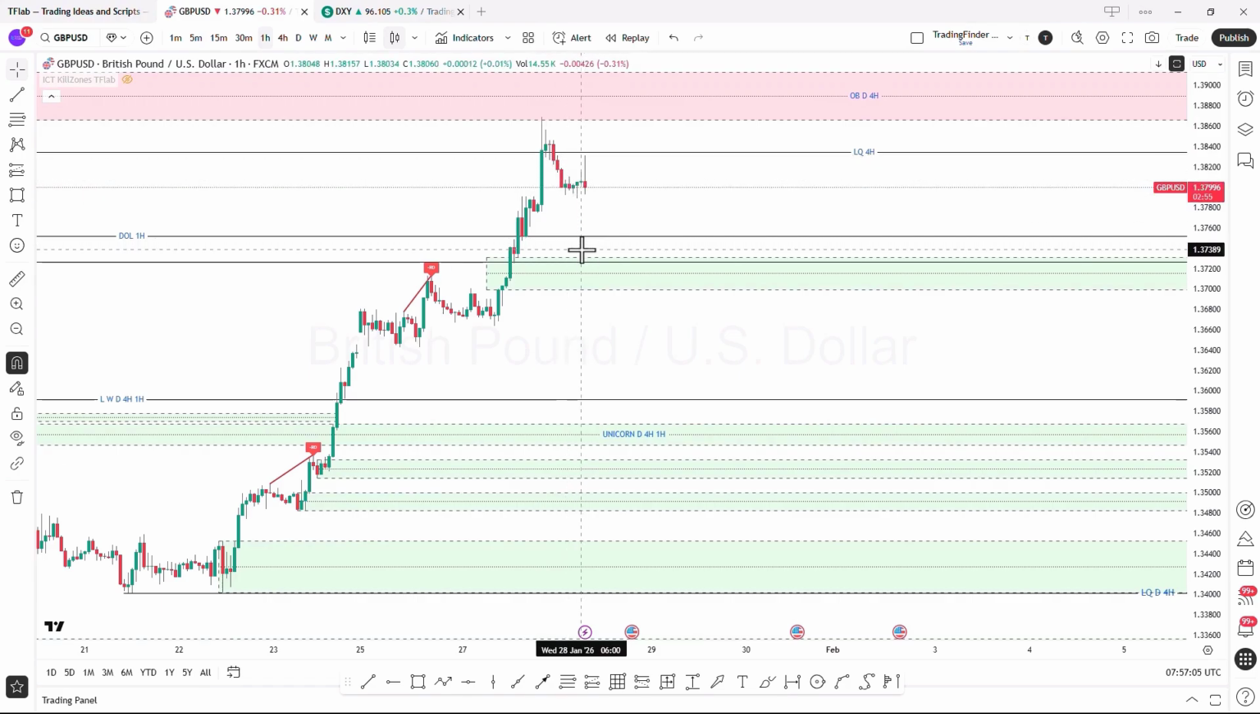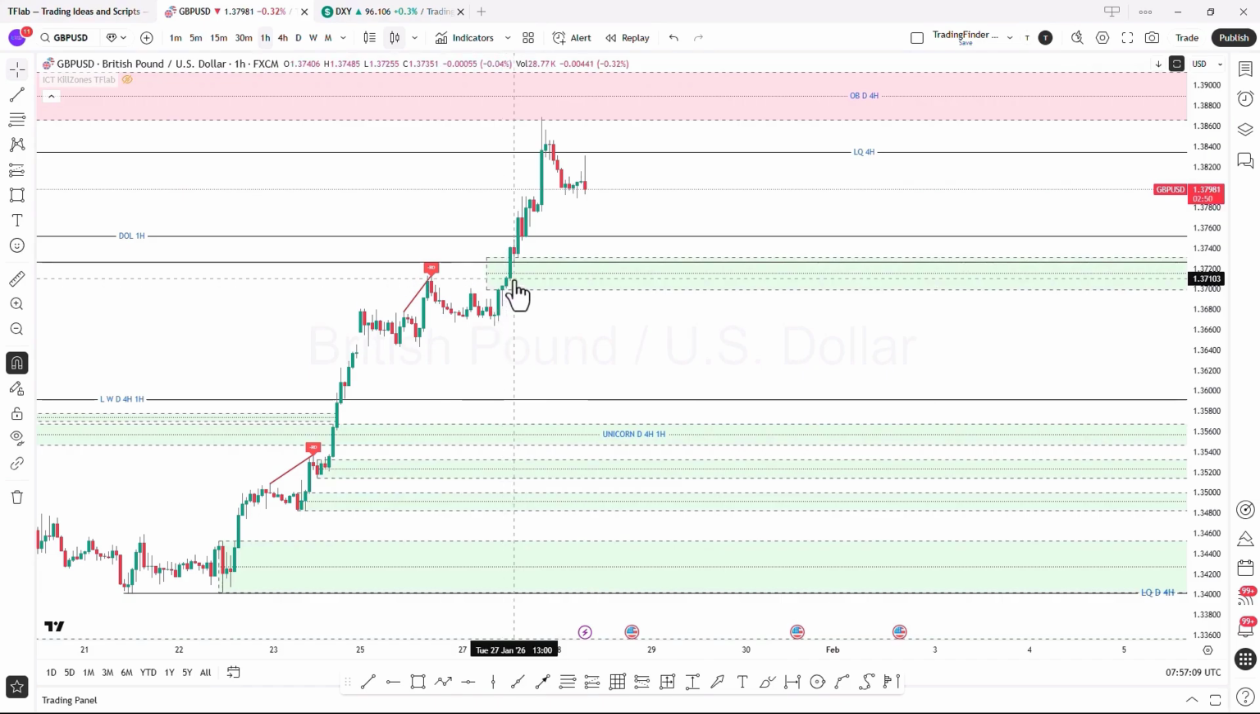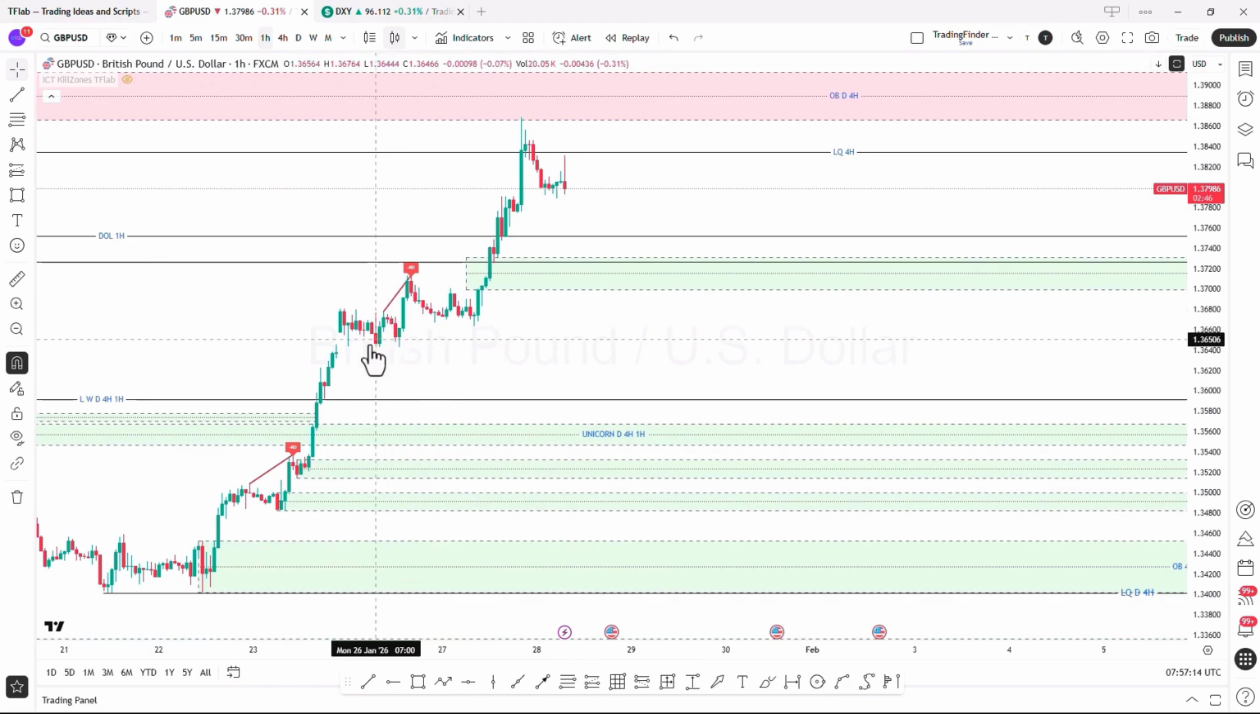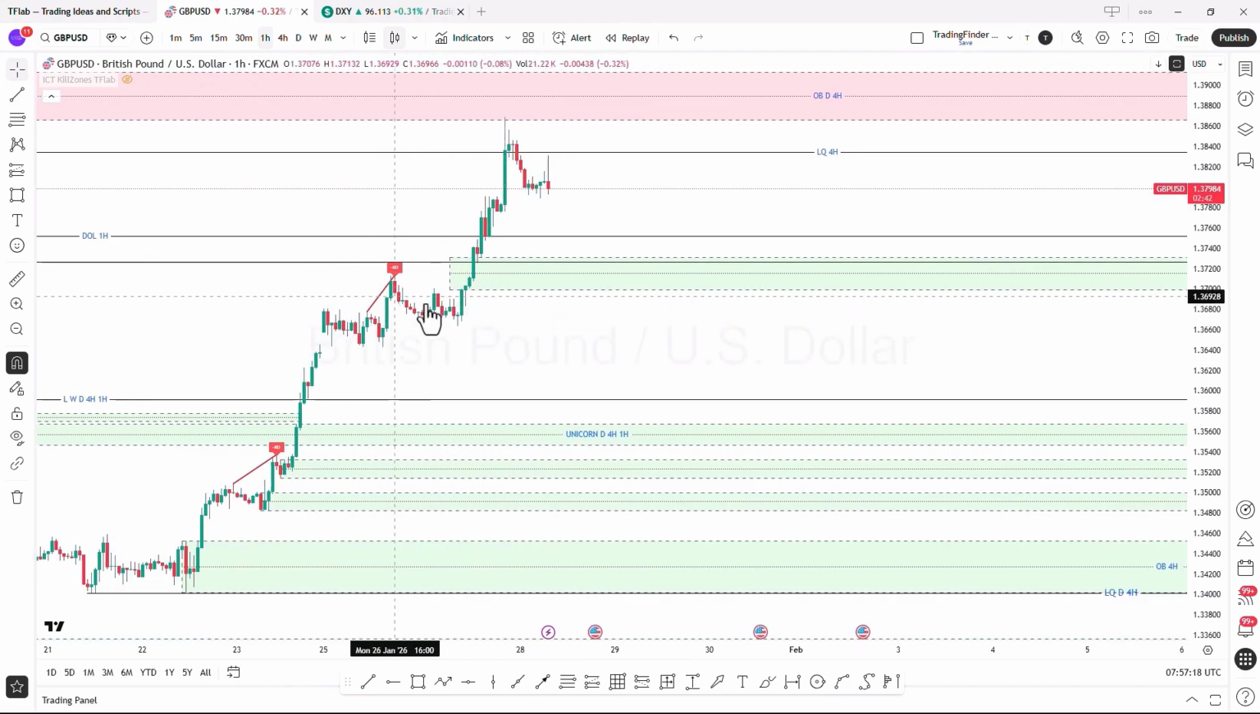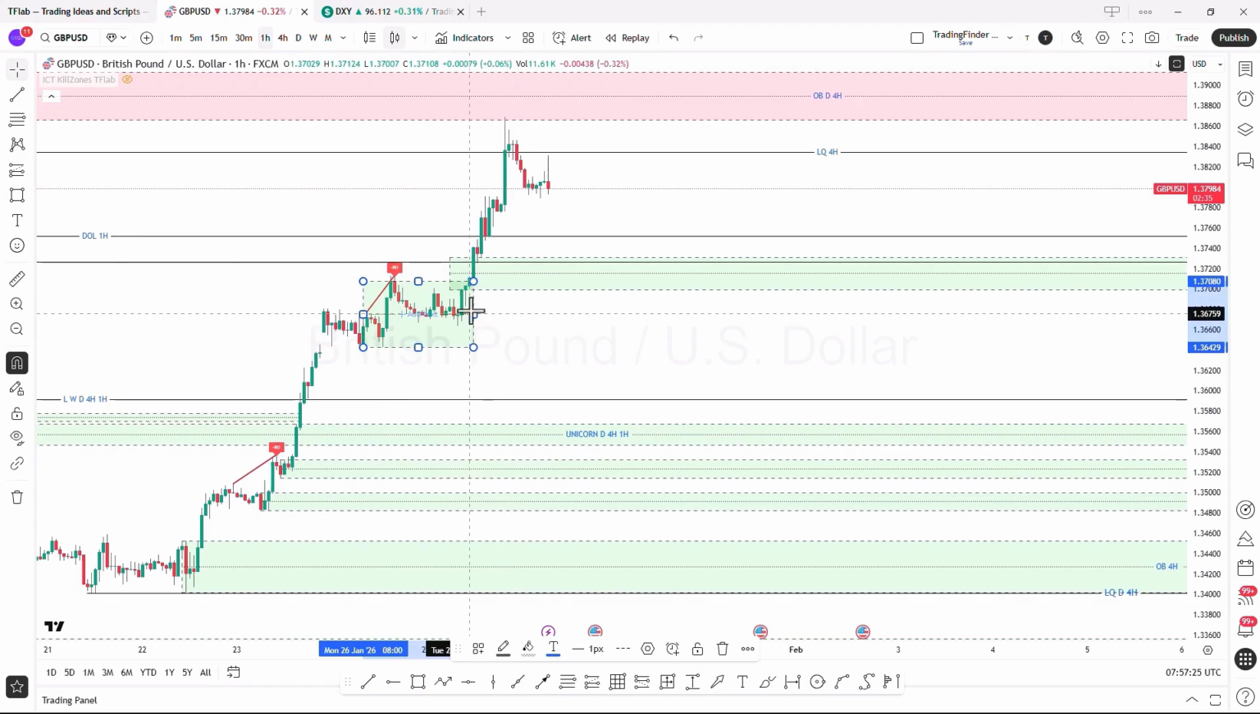It reacted there and is currently in a short-term correction to the downside, where a 4-hour FVG zone overlaps with a 1-hour FVG zone, making it a highly significant area. Also, a consolidation section is located here, which could cause the price to reject from this area and move upward.